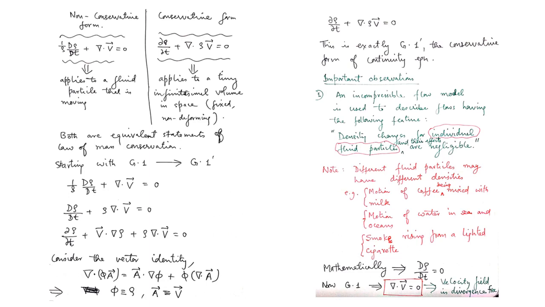So the basic feature in this model, the way I perceive this, and I would like you also to understand this idea. Remember, if I say that a flow can be assumed as incompressible, what does it mean? I mean that density changes for individual fluid particles. I again repeat, density changes for individual fluid particles. That's why I have stressed on these three keywords and their effects. Okay, so if the density changes of individual fluid particles and their effects are negligible in a flow, then we can treat the flow as incompressible.